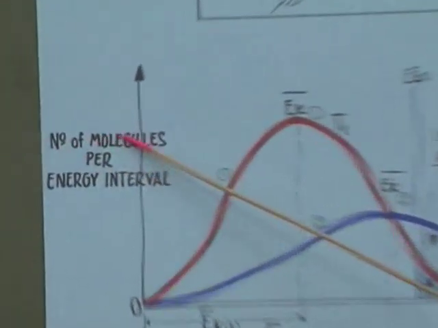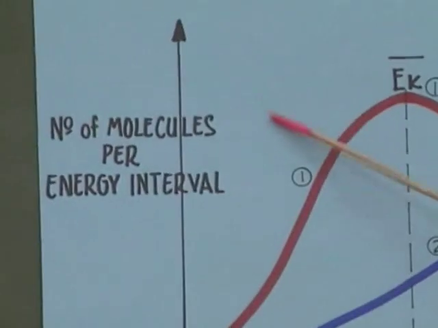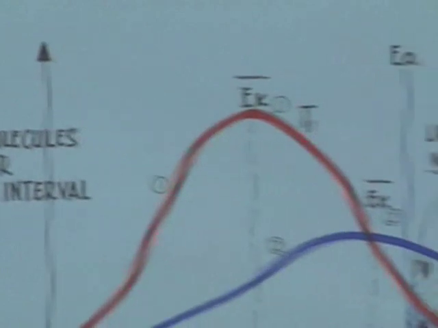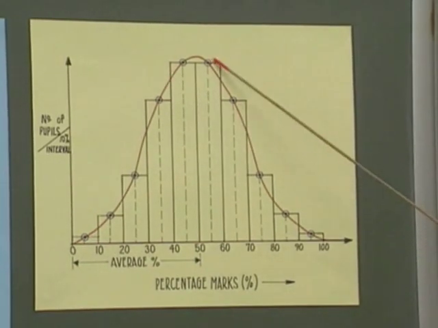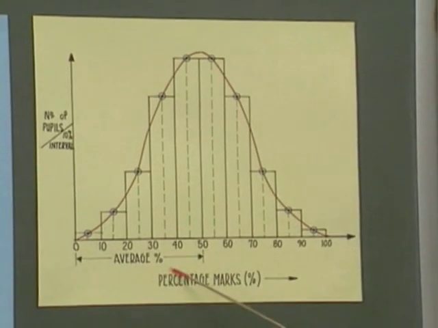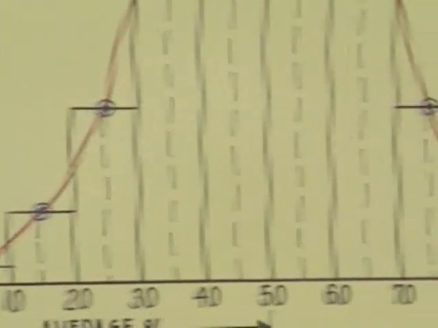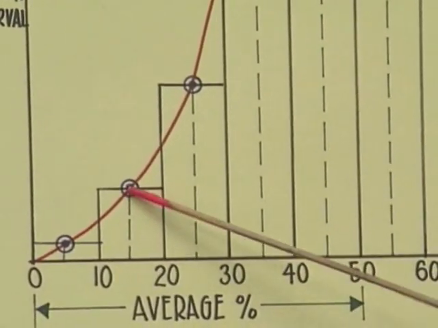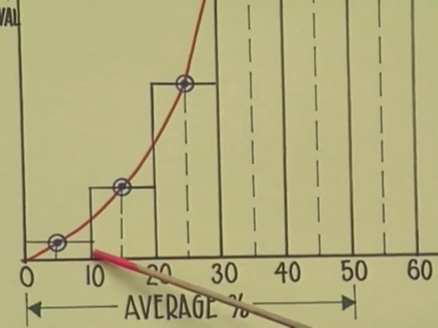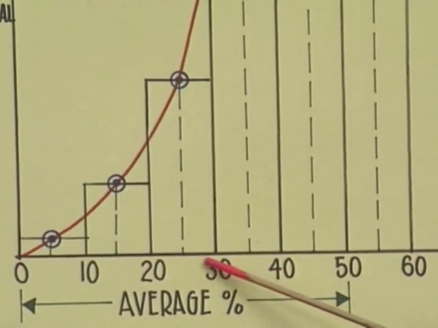On the vertical axis, we have the number of molecules per energy interval, and on the horizontal axis, we have the kinetic energy of the molecules. Let me explain the meaning of this number of molecules per energy interval. This is the distribution of the marks for the final matric exams in science, which also follows a normal distribution, as you can see. We divided the percentage marks on the horizontal axis into 10% intervals, right through to 100%. Now, the ordinates of these bars indicate the number of pupils that scored marks within that particular 10% interval, from 10 to 20%. This will be the number of pupils that obtained marks between 20 and 30%.